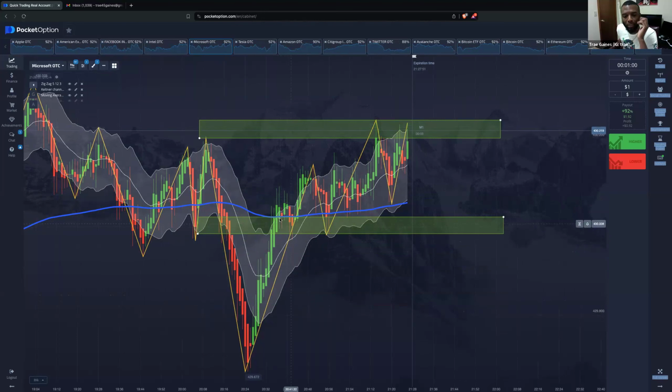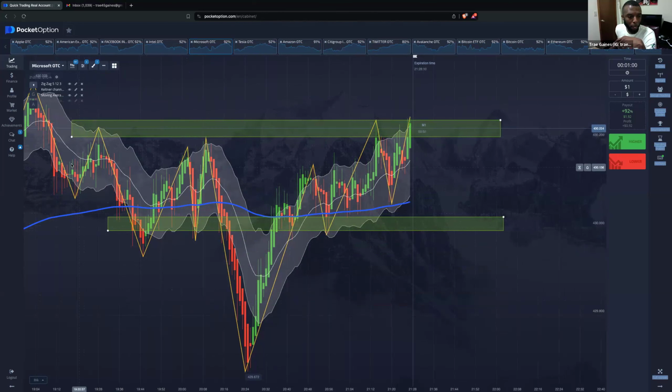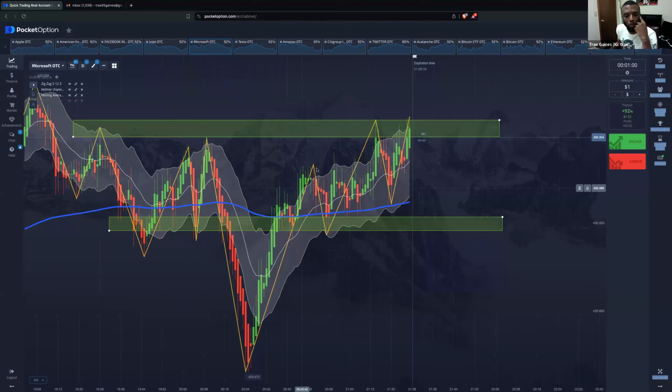Wicks equal rejection. So this one came down, rejected, came down, rejected, came down, rejected. A whole lot of rejection off of this box. Even if I go all the way to the left, right? Look at all this rejection off of this box, which shows me that this is a very strong zone. Same for up here, right? A lot of wicks off of this area, all right, which shows me this is a very strong zone, okay?